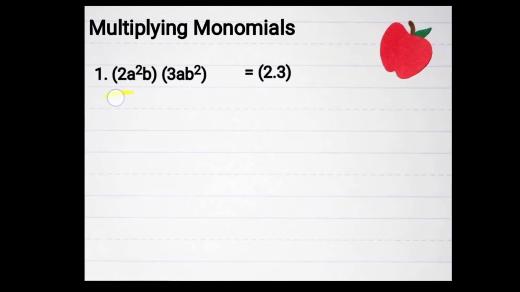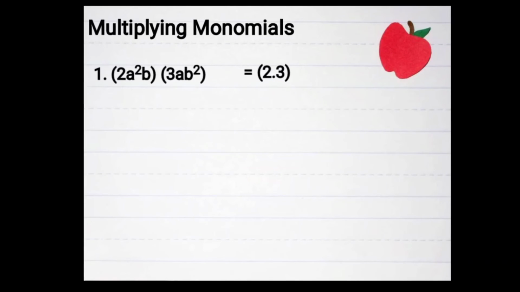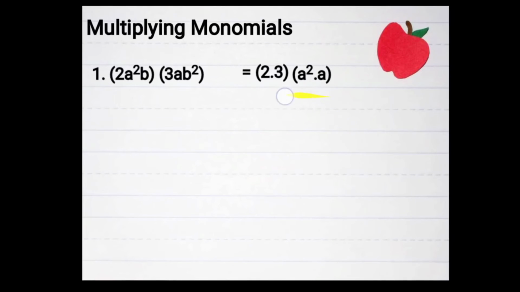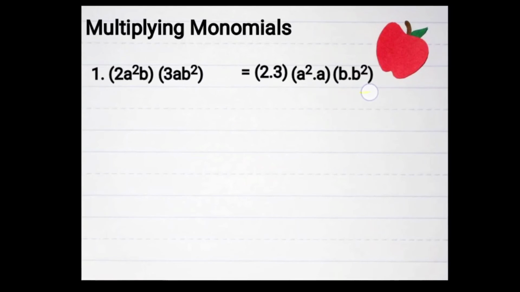The numerical coefficient here is 2, then here is 3. That is 2 times 3. Then, let us multiply the same base, because we cannot multiply different bases. So a squared times a, then b times b squared. Then let us simplify them. We have 2 times 3 is 6.